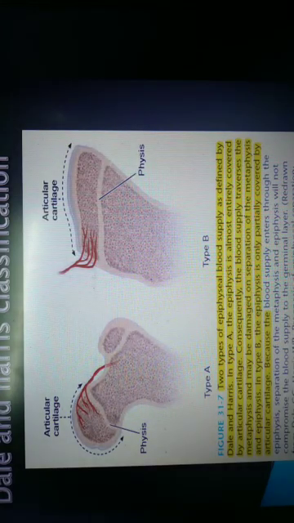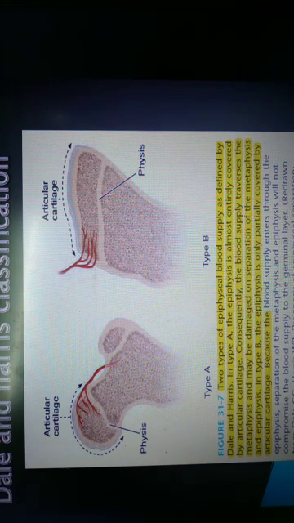And this slide mainly deals with the physeal blood supply and how it deals in the fractures. Daly and Harris classification. The two types of epiphyseal blood supply as defined by Daly and Harris are type A and type B.